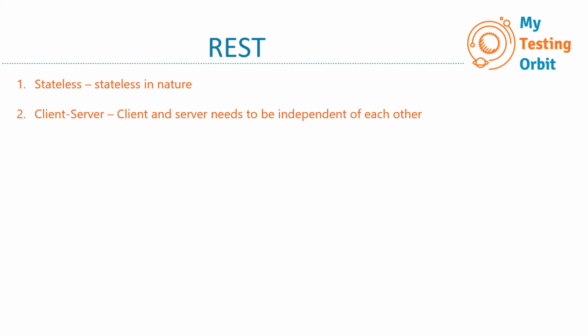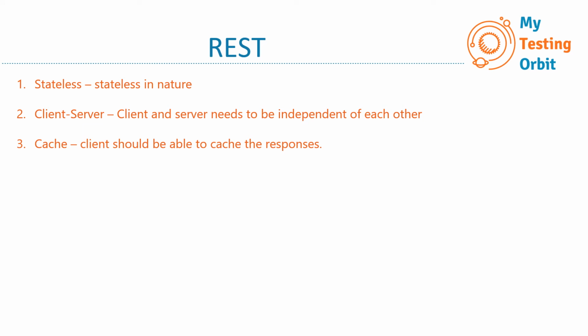Second one is client-server architecture. Client and server need to be independent of each other. In other words, the changes which we make on the server shouldn't affect the client and vice versa. This architecture enables each side to grow and scale on its own without affecting the other.